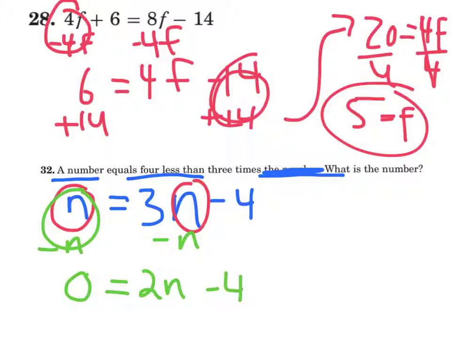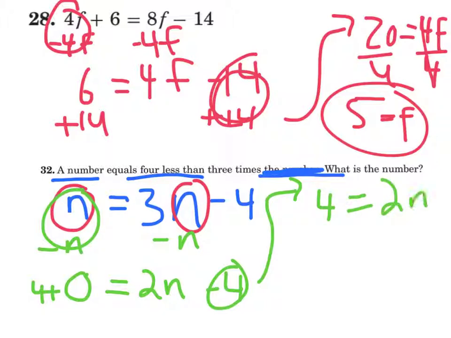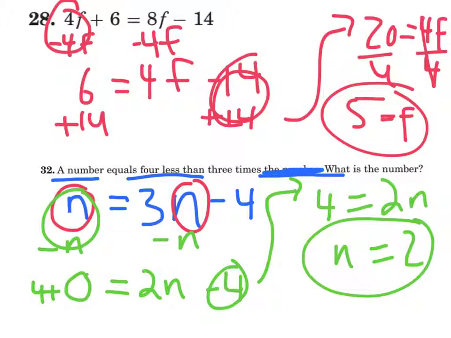And now I'll add 4 to both sides. So I'll do this up here. Add 4 is going to cancel this out and turn this into a 4. So 4 equals 2n. Divide both sides by 2. And n equals 2. Now double check it. 2 equals 4 less than 3 times 2. So this is 6 minus 4 equals 2. So that is the correct answer.